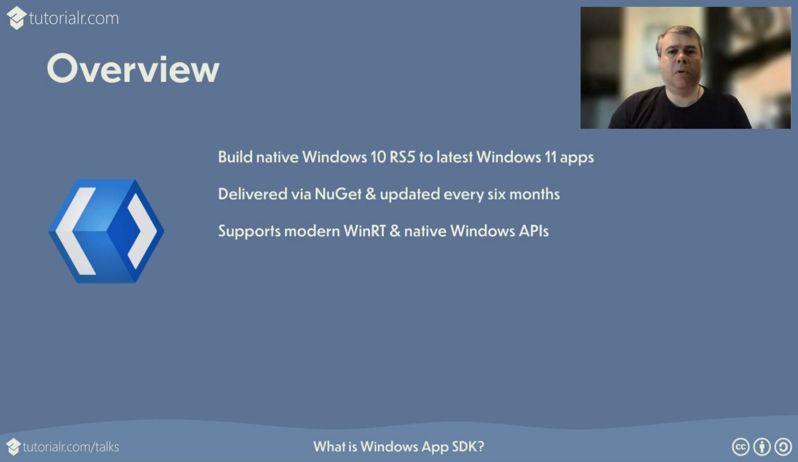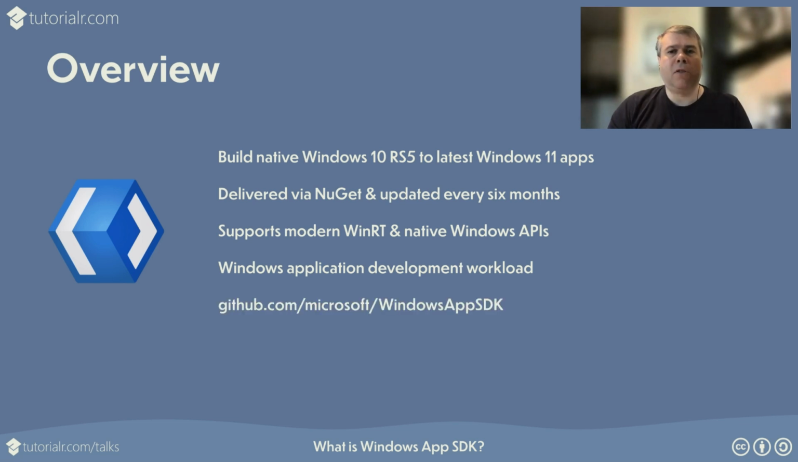Windows App SDK supports both the modern WinRT language-independent API delivery system, along with the native C-based Windows APIs. Install Windows Application Development Workload for Visual Studio to build WinUI 3 desktop applications for Windows using C# and XAML. You can find source code and how to get started with Windows App SDK at github.com/Microsoft/WindowsAppSDK.